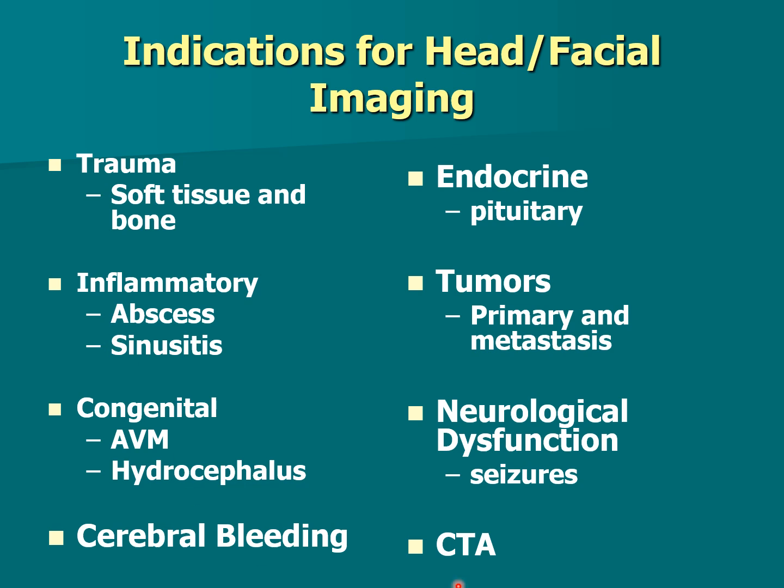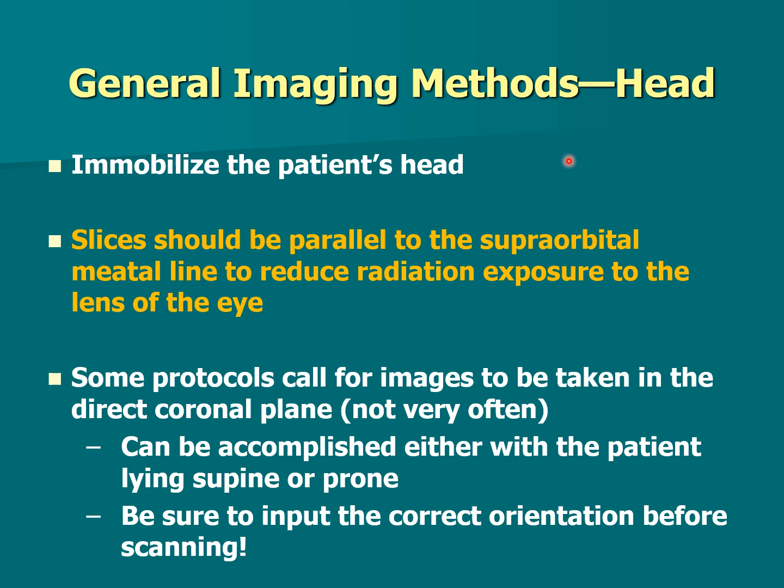And then the CTA, the CT angiography that we can use now, that's taken over a lot of the original angiographic studies, where we can actually look at the arteries all through the brain. So just some general imaging information. We should immobilize the patient's head. Obviously, we should immobilize the patient anytime, but especially when we're doing the head scanning.